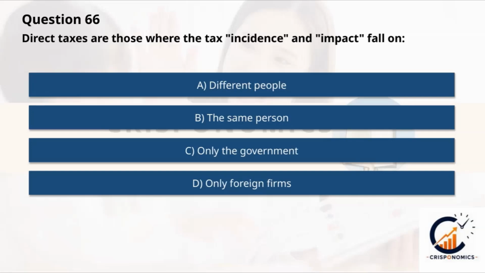Let's talk about direct taxes. These are taxes where the burden, or what we call the incidence and impact, falls on the same person or entity. In other words, the person who pays the tax is the one who ultimately bears the cost. This slide asks us to consider who exactly that is. Is it different people, the same person, only foreign firms, or just the government? Understanding this helps clarify how tax systems affect individuals and organizations.